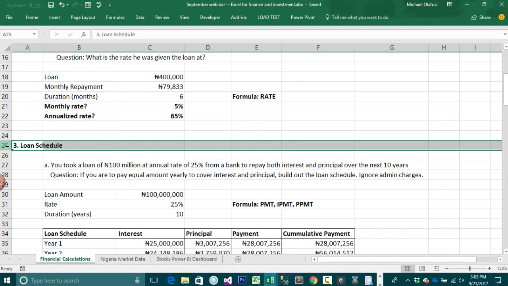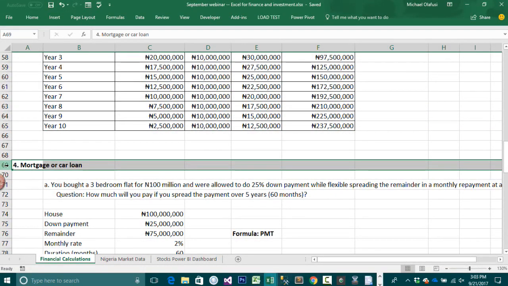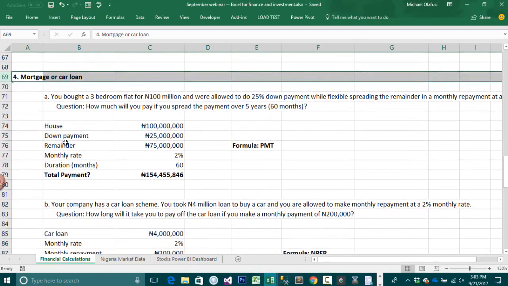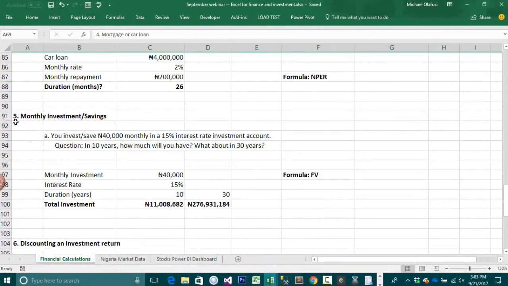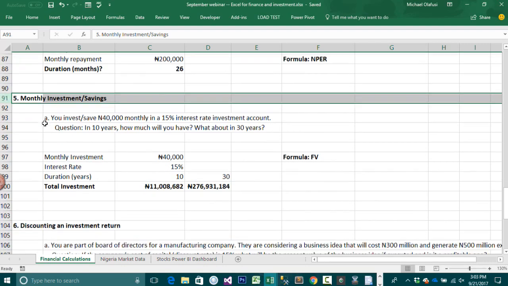Okay, great, thank you. And number four is you want to take a mortgage or you want to take a car loan. How can you flexibly plan towards it, and what are the things in Excel that can help you with the planning? Then also, if you have a monthly savings plan, how can you decide how much it will come to in some number of years?